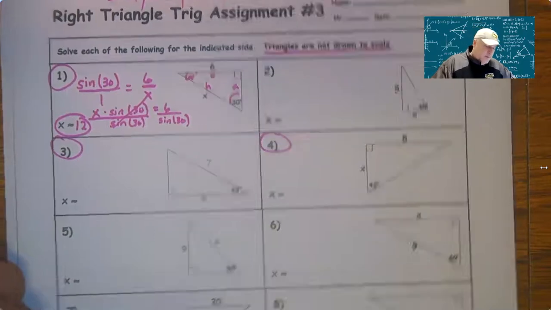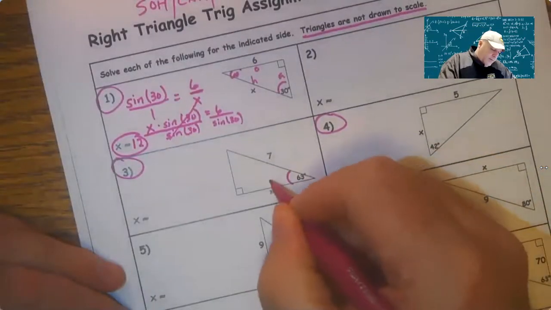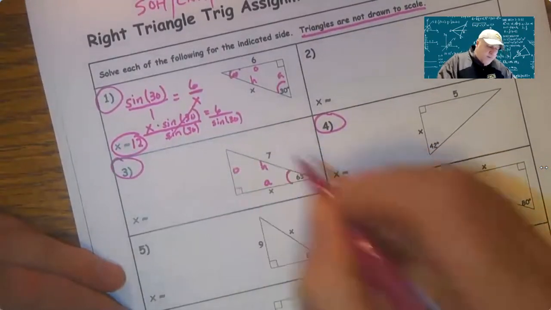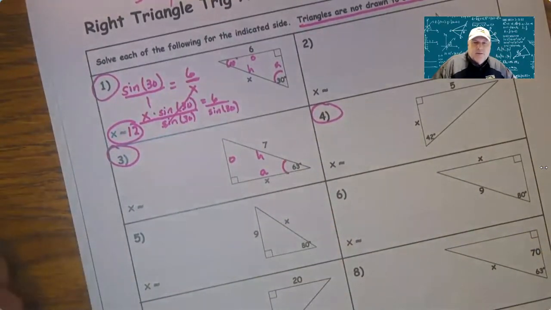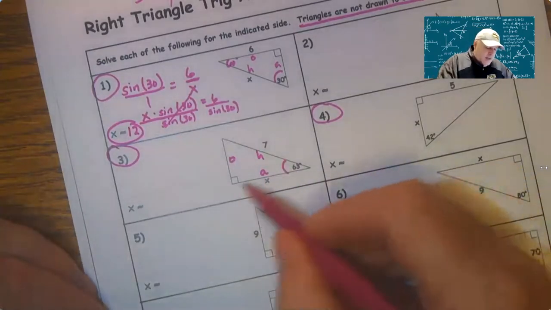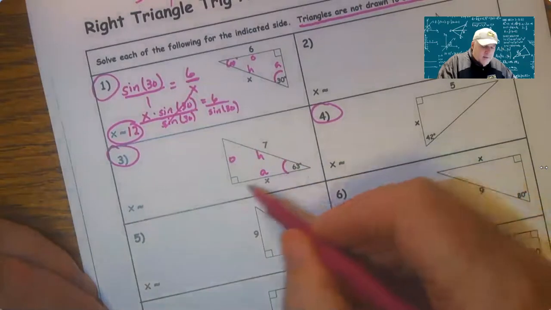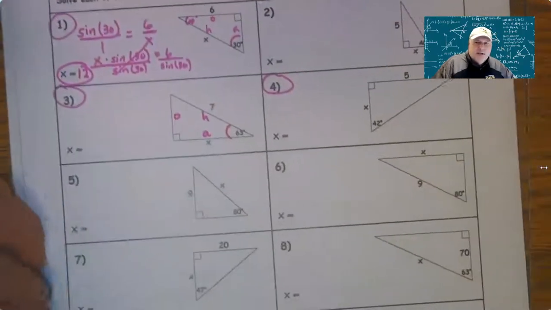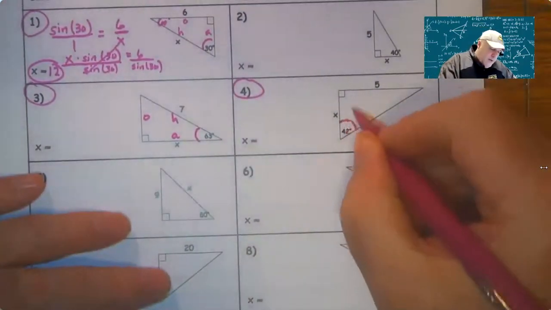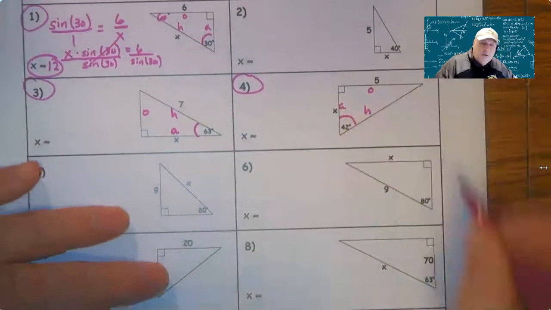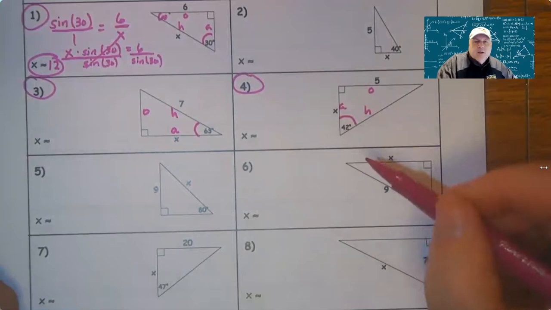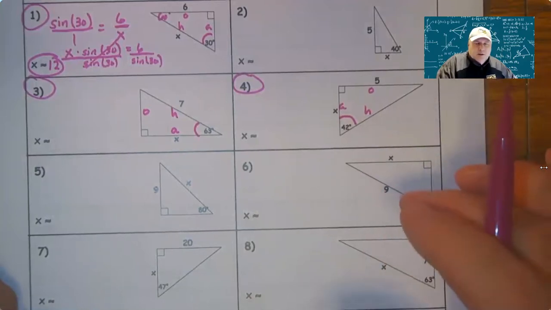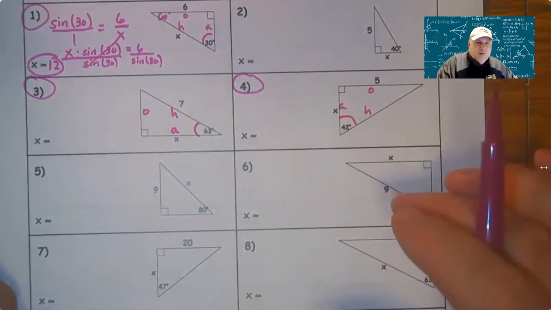All right, problem 3. We've got one side given, so we have to start the trig process. How do I know to label these adjacent, hypotenuse, and opposite? Well, the angle that you pick, the A and the H make that angle. A makes the right angle every single time. So here, A, H, and then O is the one that's not a side of the angle that you pick. You cannot pick the right angle. You must pick one of the two acute angles.